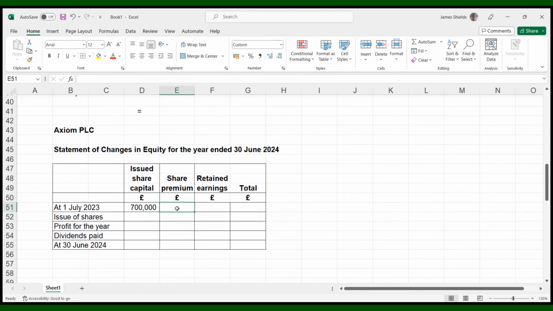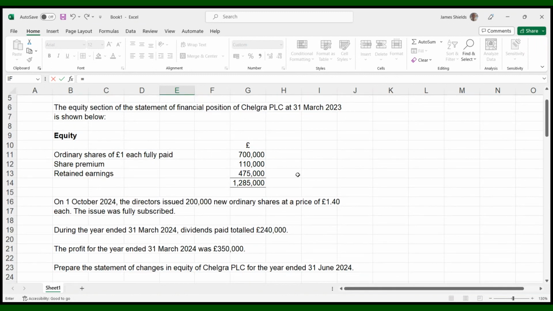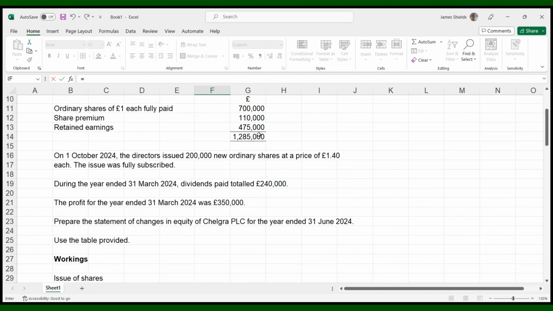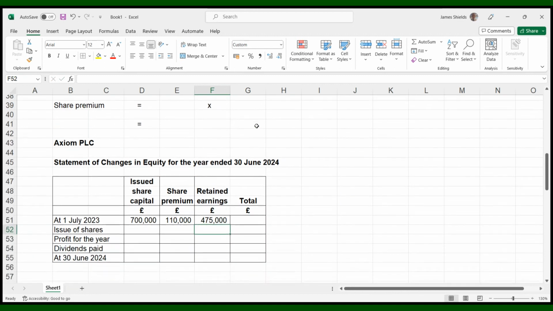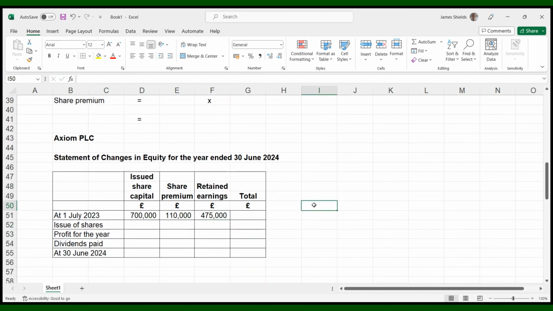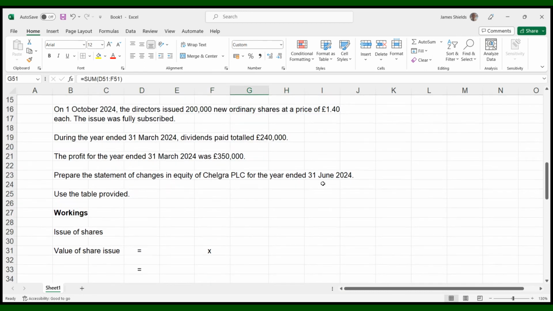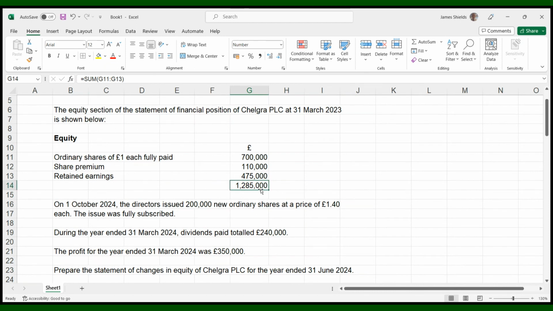The share premium, again, is going to come directly from the equity section in the question. So share premium we have here, £110,000. And finally, the retained earnings we have are £475,000. Now, in this example, I've given you the total column. So we now need to total those three figures together. If you total them together, they'll come to £1,285,000. Just to check it, that will be the same as the figure in the question for your total equity section. If it's not, then that means we input an incorrect figure.